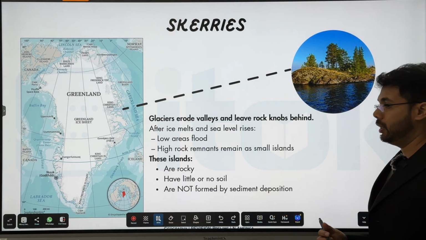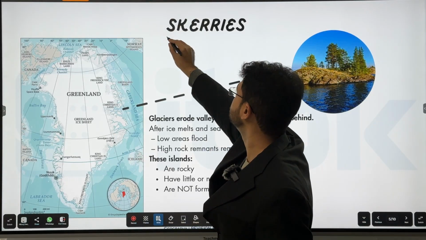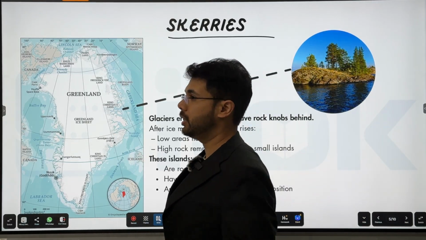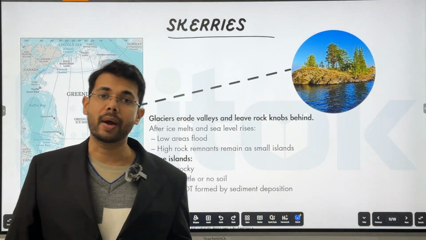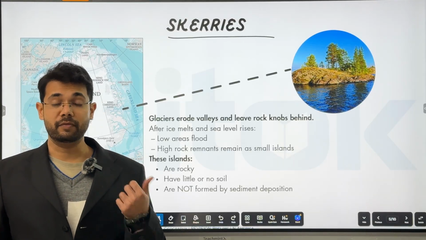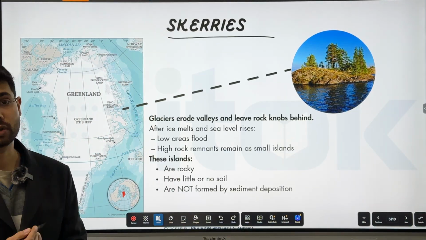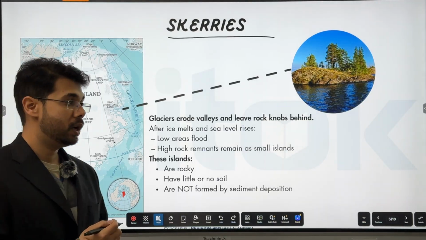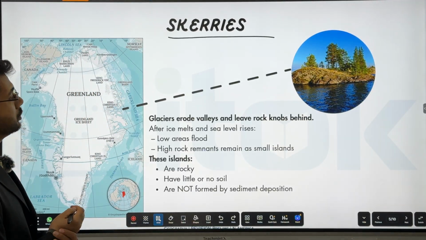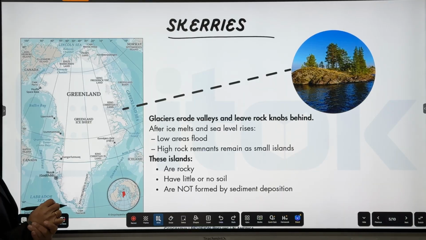Next important thing is skerries. If UPSC can all of a sudden ask about fjords, why can't they ask about skerries? We are studying Greenland, the northern areas beyond 60 degrees north latitude, so a lot of us have to go into areas we never had gone before. Skerries. So what are skerries?